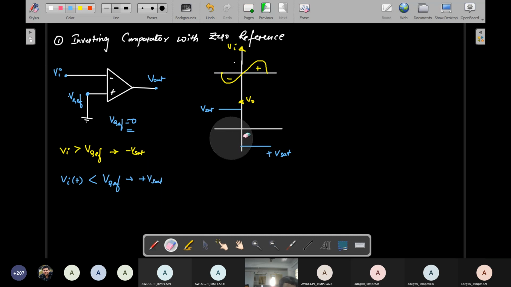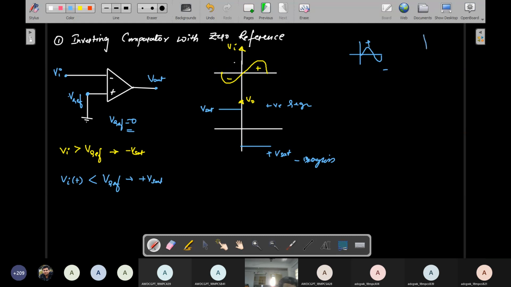So actually, I consider the graph like this: this is the positive region, and this is the negative region. So this condition is correct only. See, if Vi is negative, the zero value compared to negative is more, therefore it shows saturation. If you consider negative peak, it means inverting peak. So this is the inverting terminal. In the inverting case, consider the positive peak and negative peak.